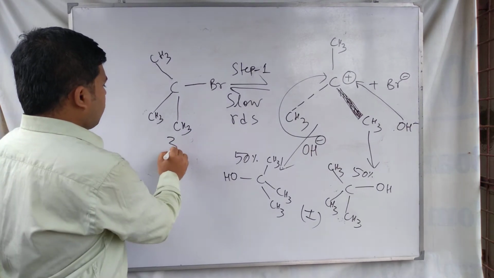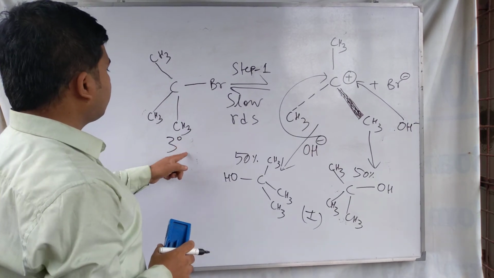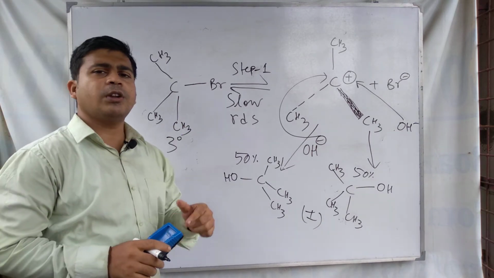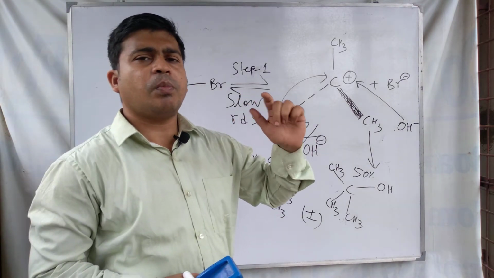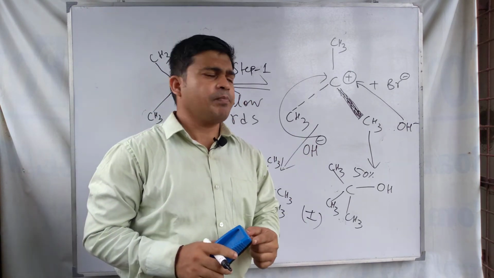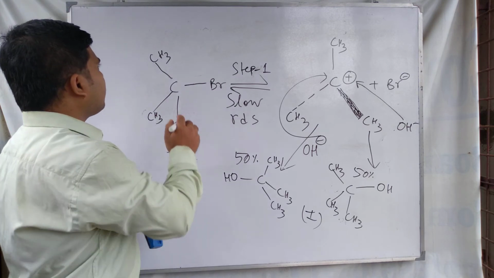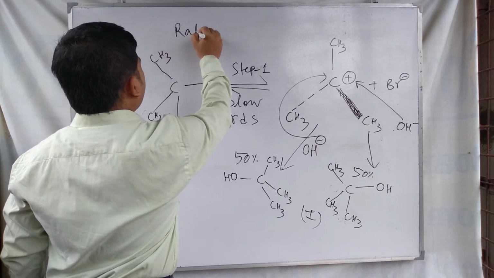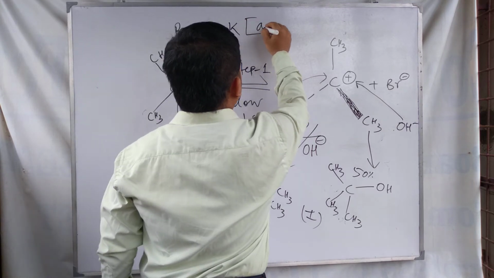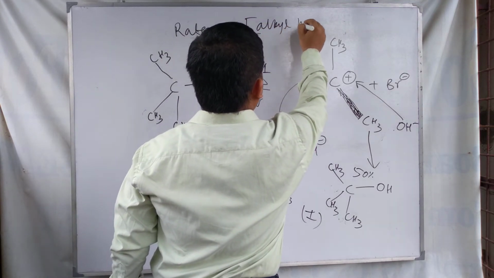So one point you have to note: tertiary alkyl halides participate in the SN1 mechanism, and primary alkyl halides participate in the SN2 mechanism. Now in this case, the rate equation for this reaction is equal to k into the alkyl halide only.